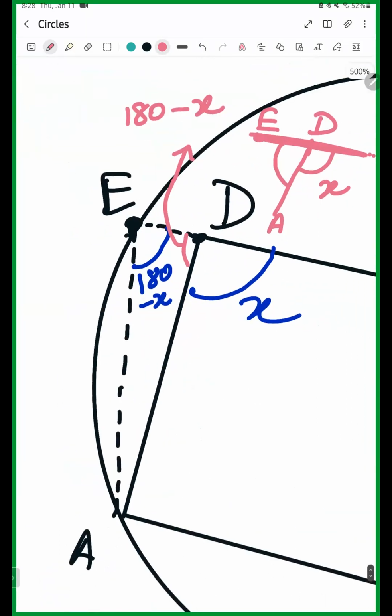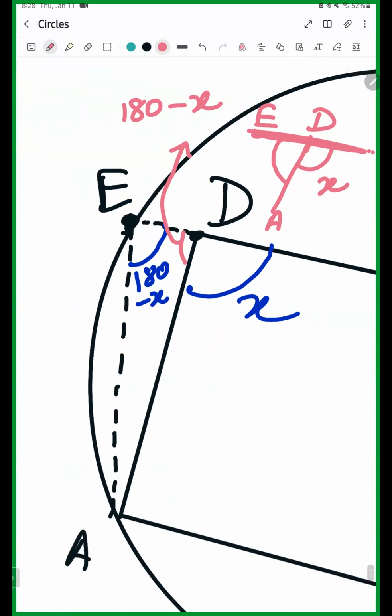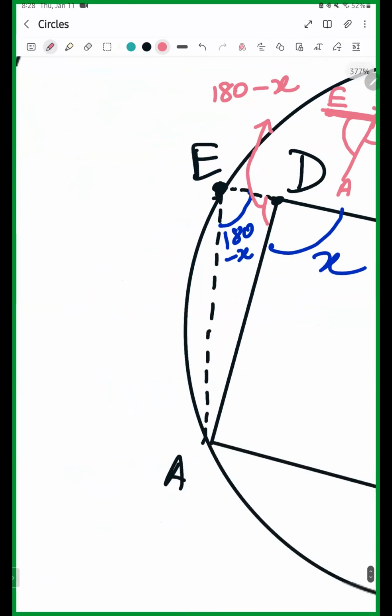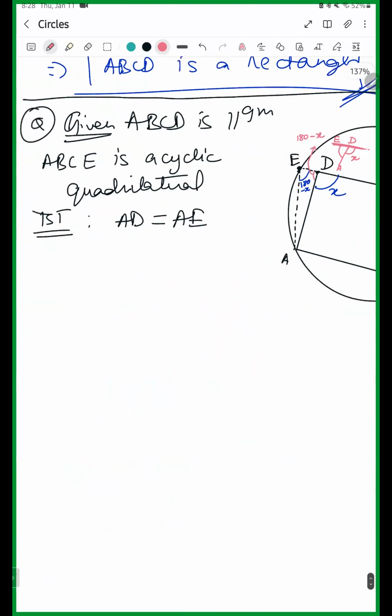So you can see in this triangle ADE, both these angles are 180 minus X, 180 minus X. So that means it is an isosceles triangle, right? If in a triangle two angles are equal to each other, that means sides opposite to equal angles are equal. So these two sides will be equal. So let's write it in a systematic way.